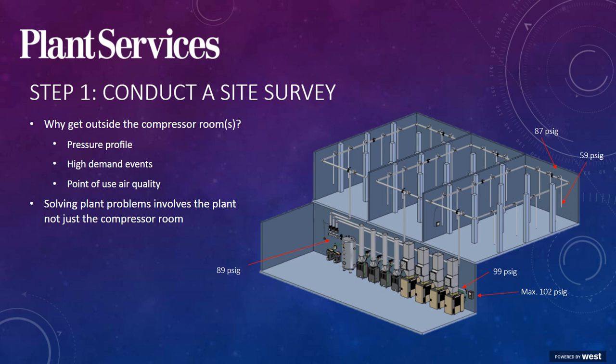So, why is that? Seems fairly excessive. Is it a regulator issue? Maybe they only need 59, 60 psi, or maybe the hose is too small. So these are observations you want to make during the walkthrough. Also, you want to look for high intermittent demand events in the plant, as well as any point of use air quality issues.